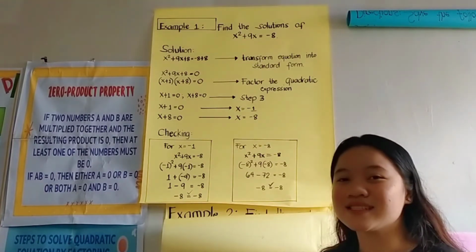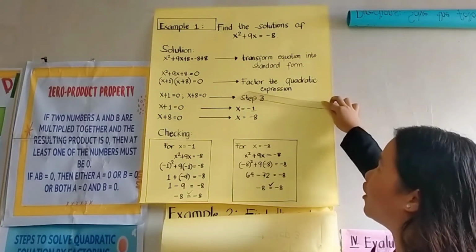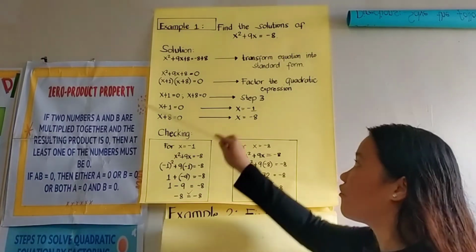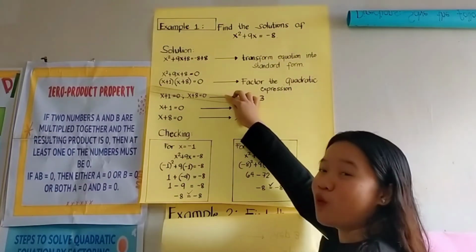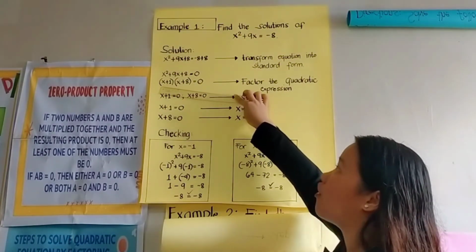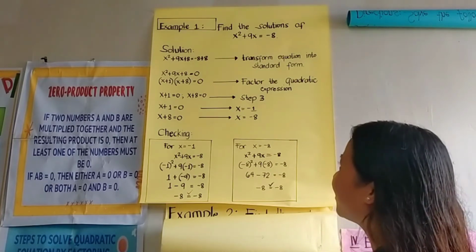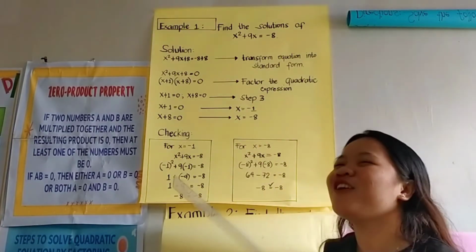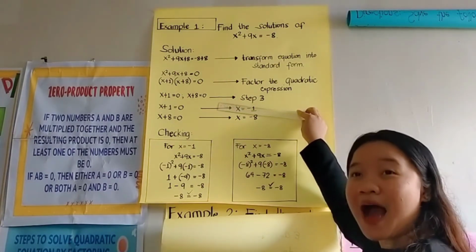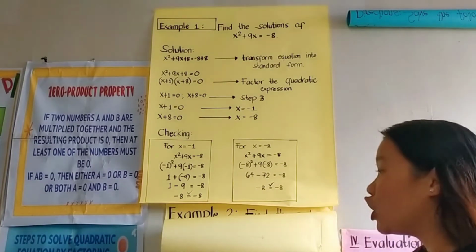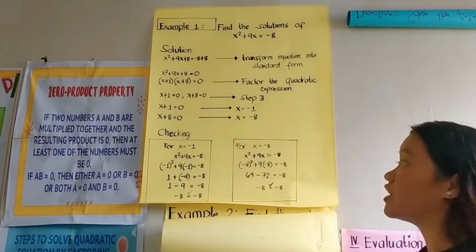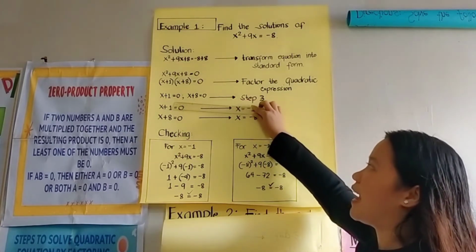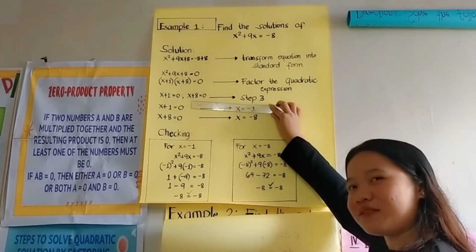Now let's go to our second step, which is to factor the quadratic expression. From the standard form, we need to think of factors that could equate to 0. So our factored expression is the quantity x plus 1 times the quantity x plus 8 equals 0. Now, we need to go to step 3. Again, what is step 3? Anyone? Alright, you're correct. Step 3 is to apply the zero product property, which is to set each factor of the quadratic expression equal to 0. Now we have x plus 1 equals 0 and x plus 8 equals 0. And that is step 3.